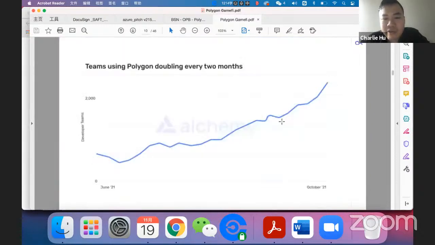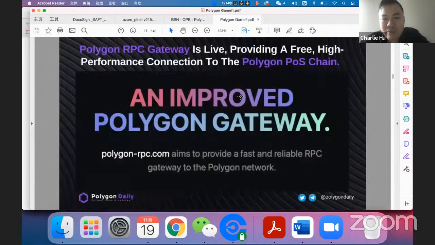We have already 3,000 dApps. A lot of those teams, I don't even know them. Right? It's a permissionless public chain, so they don't necessarily have to talk to us. They just deploy on us. The teams using Polygon are doubling every 2 months, so it's a pretty crazy growth. We're trying to catch up with all the teams, support them, and find interesting, meaningful ways to work with each other.